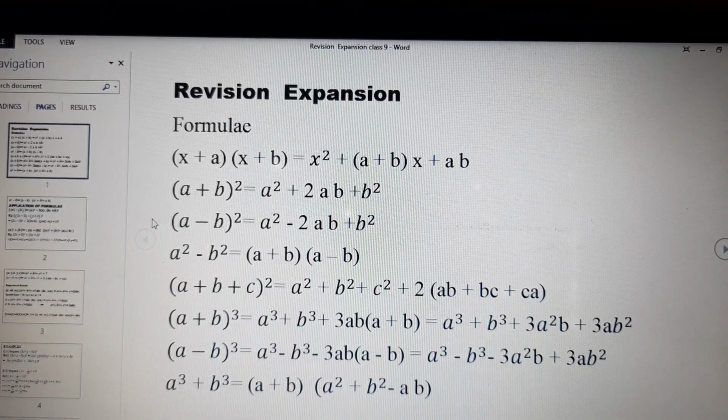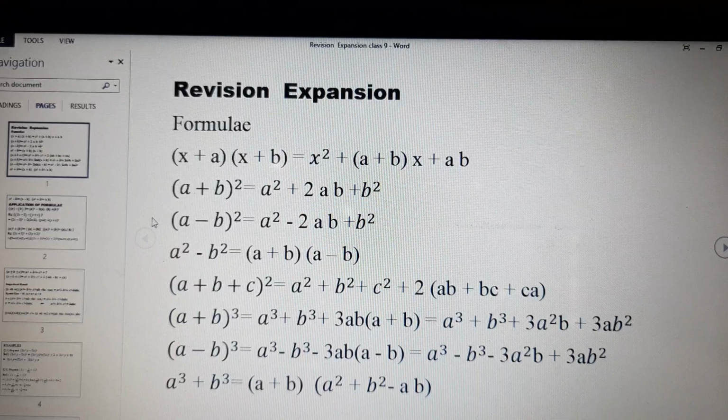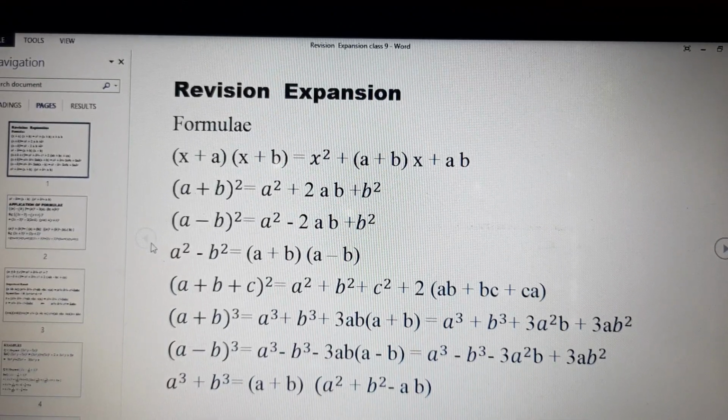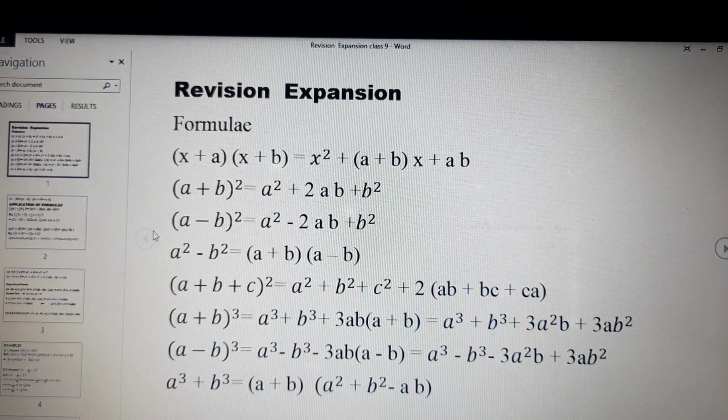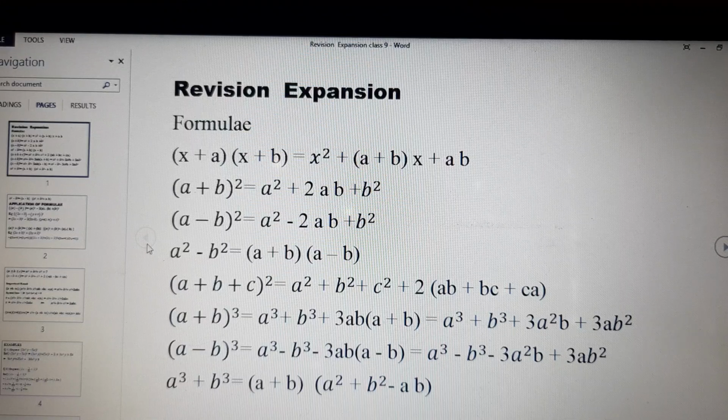Good morning, students. Today we are going to revise chapter expansion. All these formulae which are there on the screen, you have already done. We are going to use their applications today. Let me read out all the formulae for you.